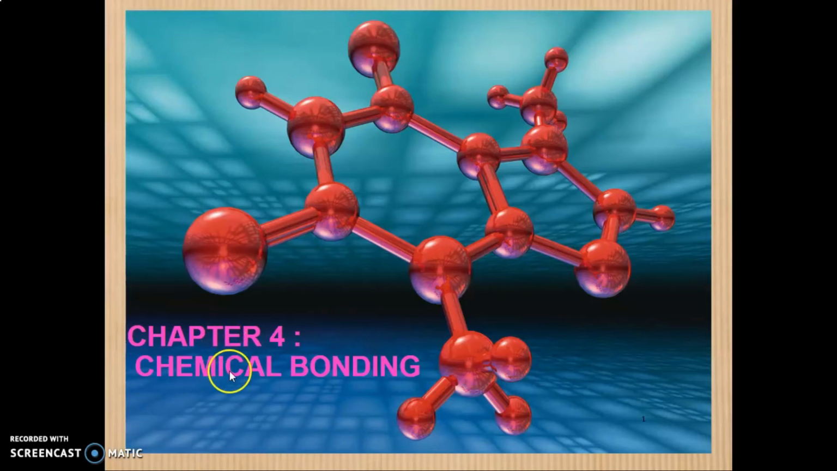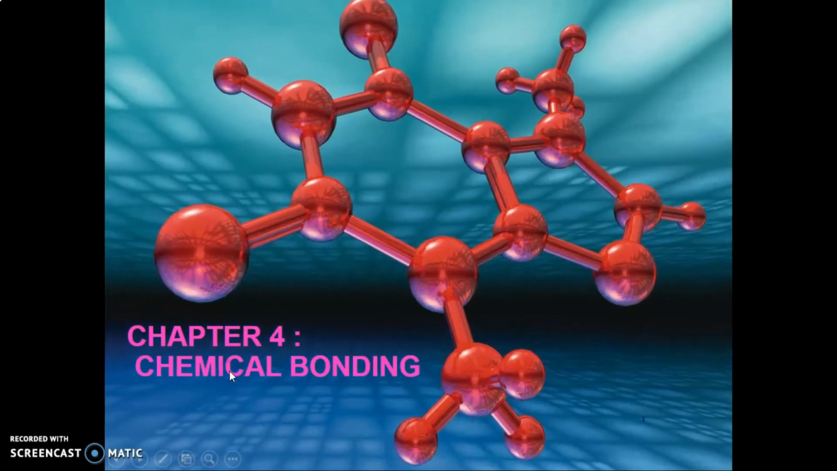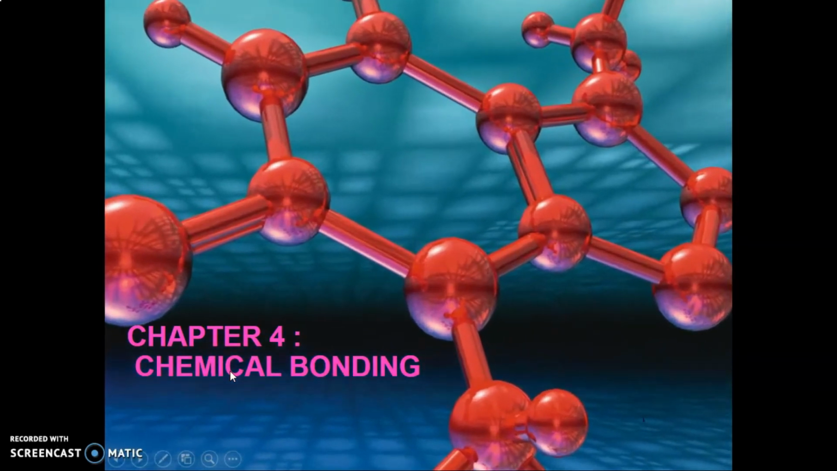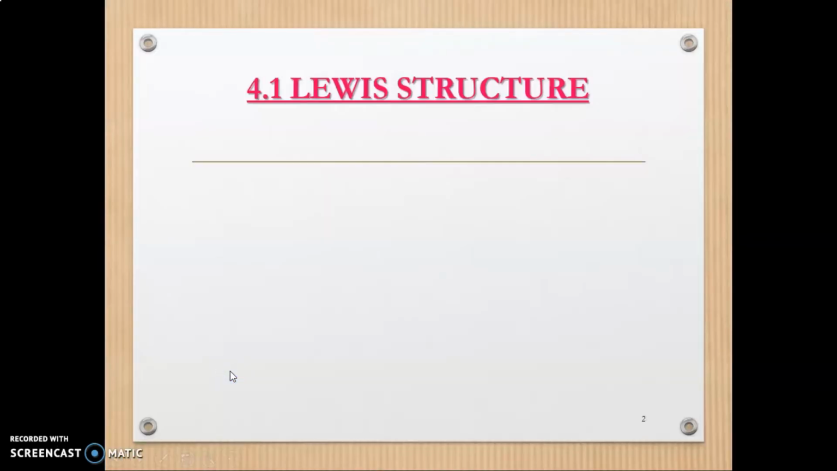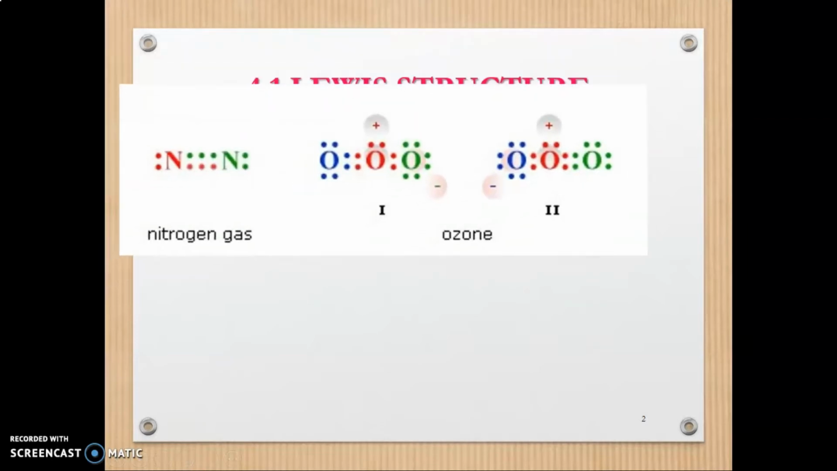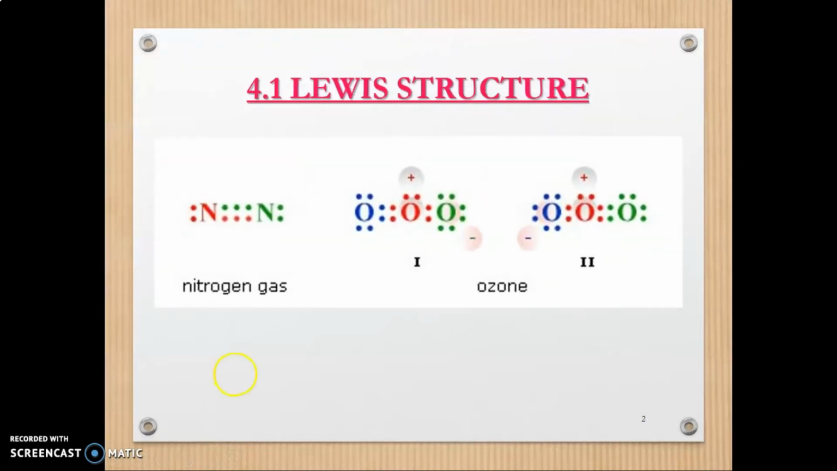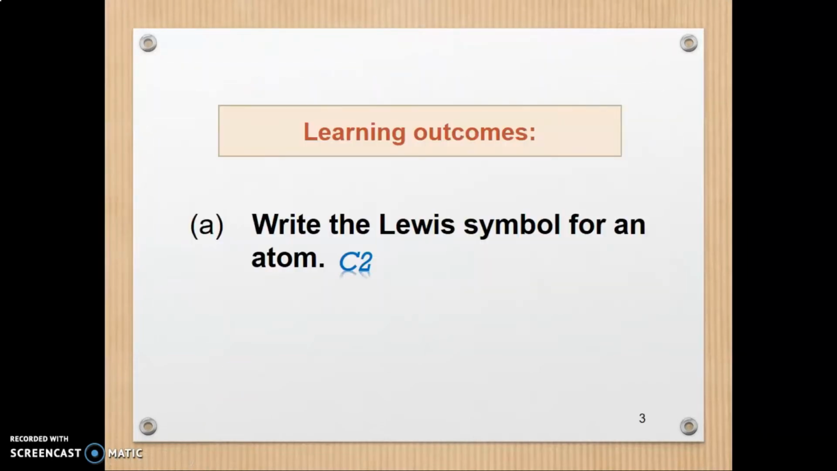Chapter 4, Chemical Bonding. Lewis structure. At the end of this lesson, hopefully, you can write the Lewis symbol for an atom.